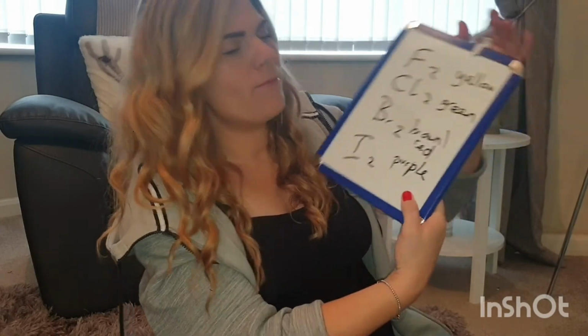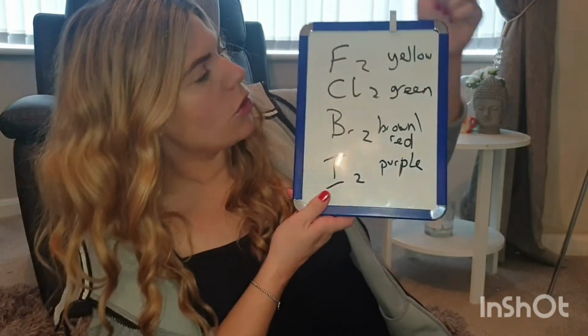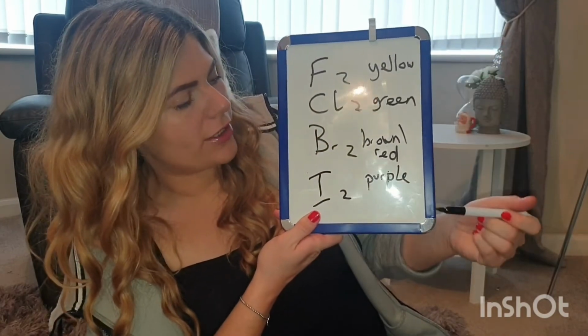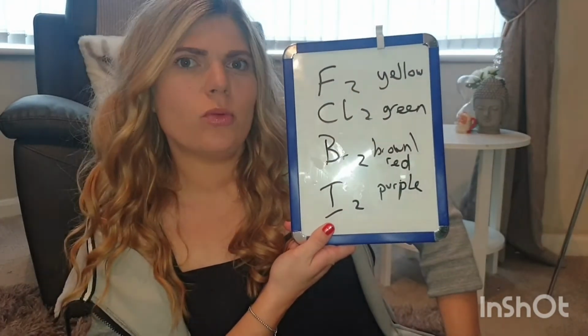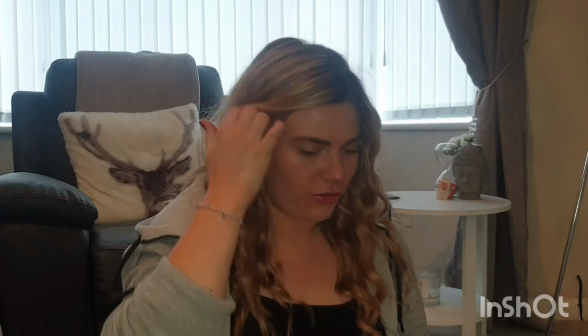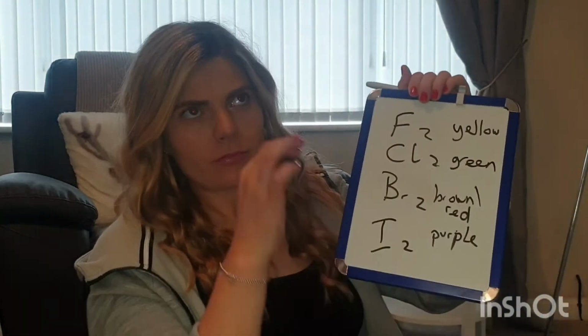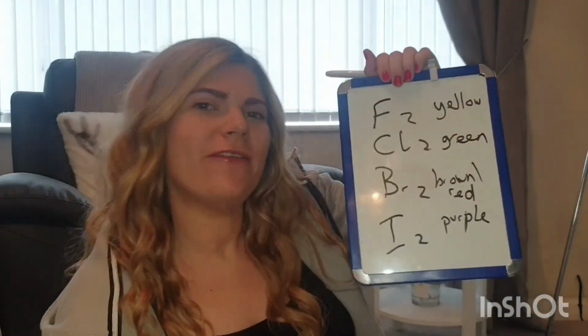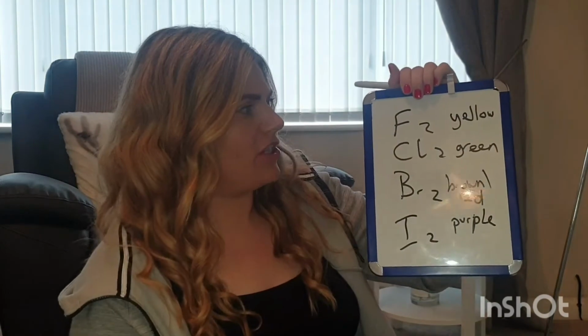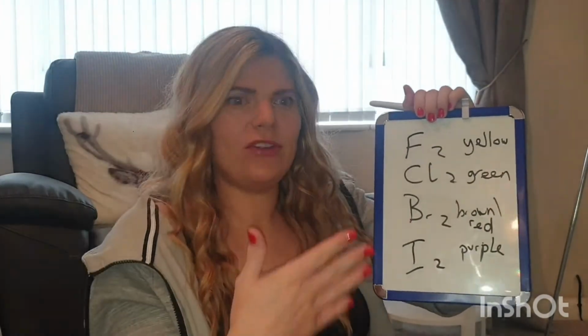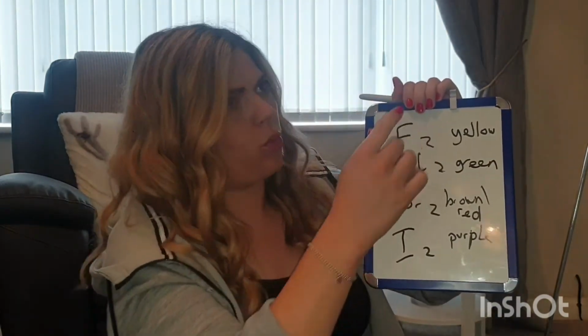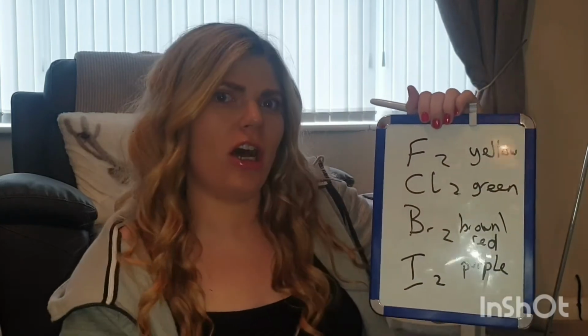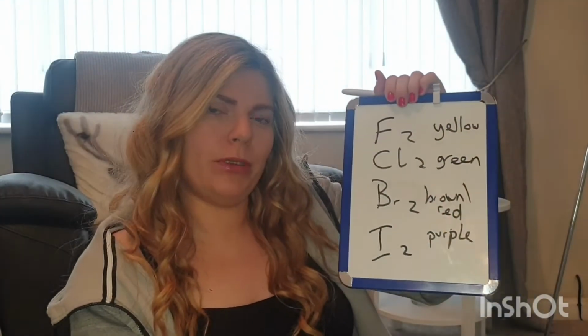Now, what I think they're more inclined to ask is, what's the pattern of the colour? So they might say, predict what colour astatine might be. And all you would have to say is that astatine is even darker than the purple, because you need to remember that the colours get darker as you go down the group.